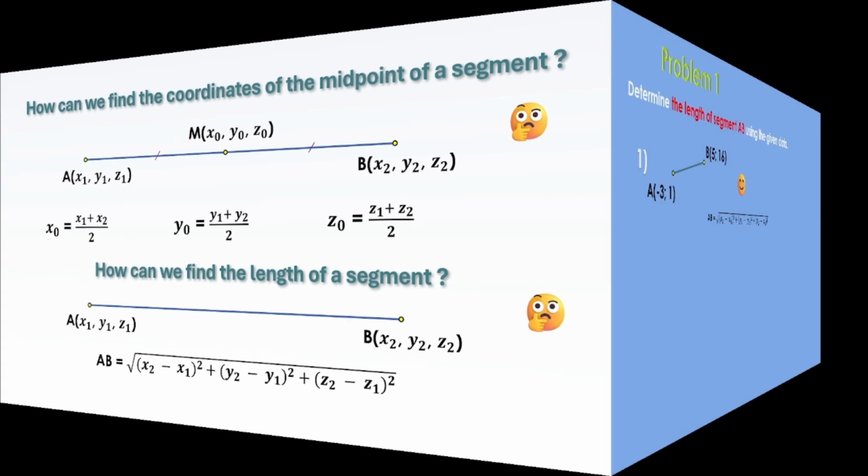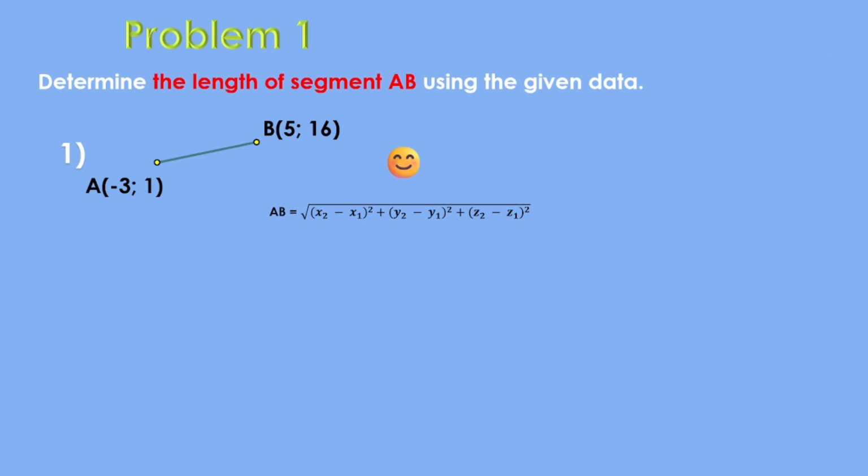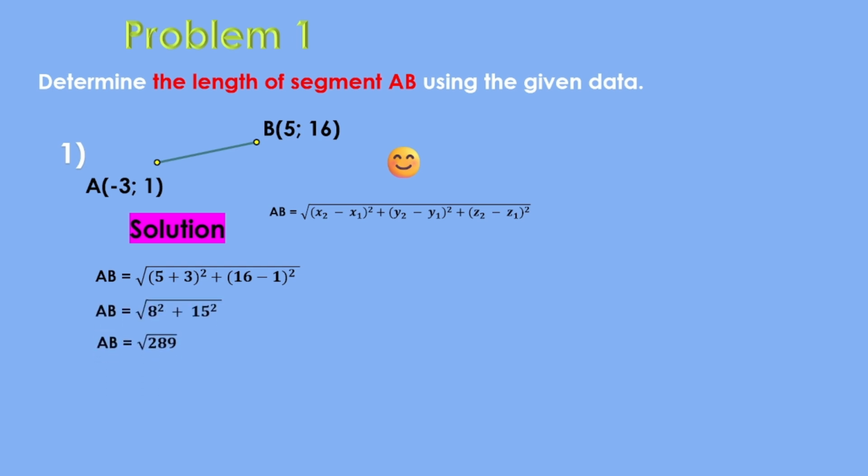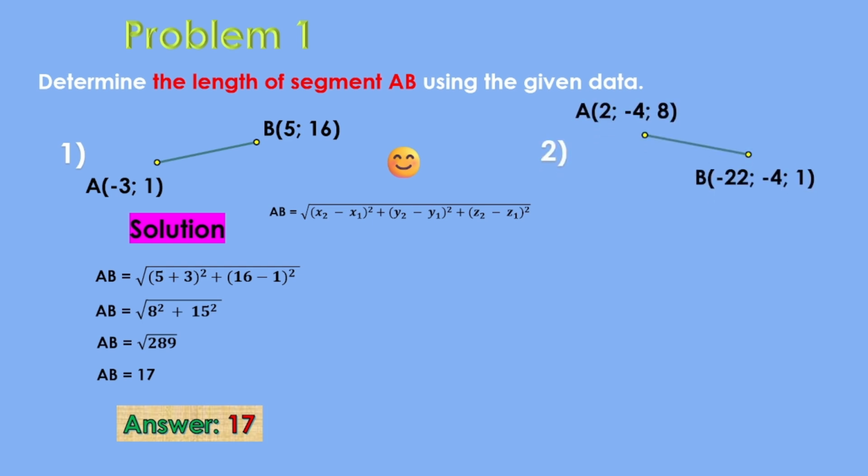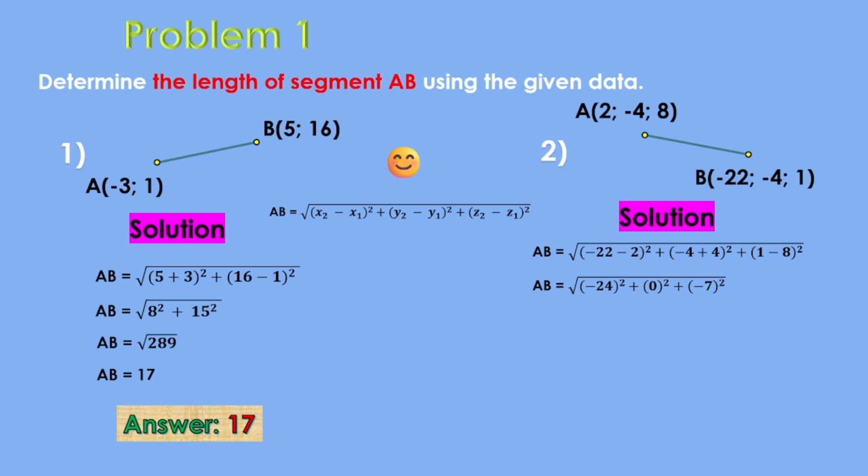The first problem before us is that we are given a segment with the corresponding coordinates, and we are asked to find the length of this segment using the given data. Well, we already have the formula for finding the length of the segment, so we must substitute the known quantities into it. I subtract the coordinates of point A from the coordinates of point B, and we get that the length of the segment AB equals 17. In a similar way, we can find the length of the segment AB, also using the given data. We substitute the corresponding numbers into the formula and find that the length of the segment AB is 25.